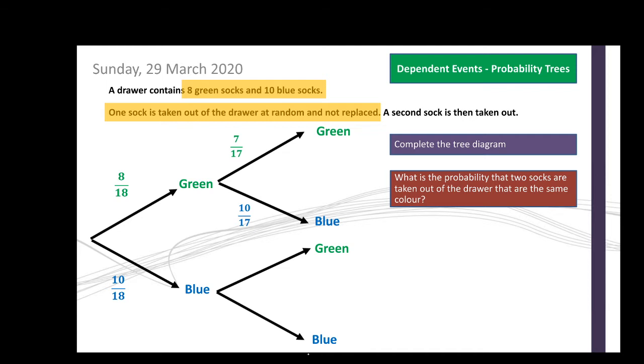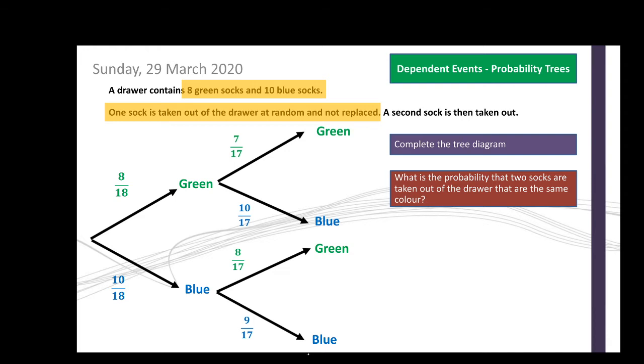My bottom universe, where I went blue first, I've now taken out a blue, so I've still got 8 green, but only 17 socks. And now I've only got 9 blue and 17 socks. Then we want the probability. Now you'll notice for this one, I'm not going to put the probabilities at the end. Now you don't have to get full marks in an exam unless it leaves you space to or directly tells you to. I think it's useful to write them all down.